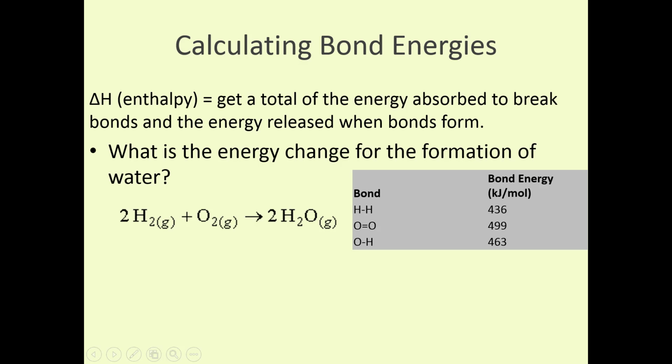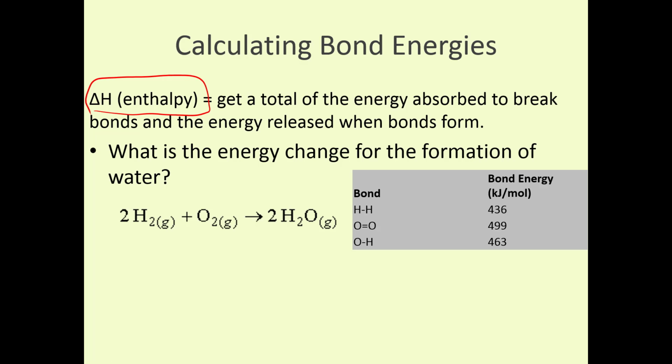So how can we calculate that? Well, when we calculate it, it's called enthalpy. It's the heat of the overall reaction. So we get a total of the energy absorbed to break the bonds and the total energy released when bonds form. And overall, we have the heat of the reaction.